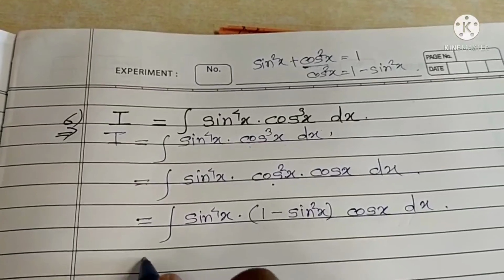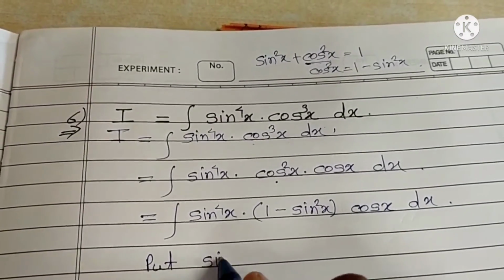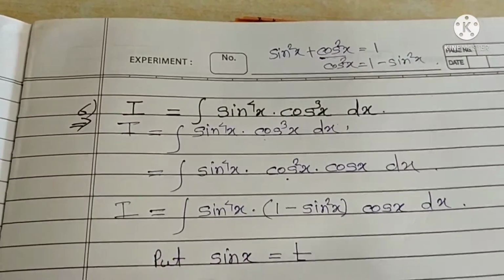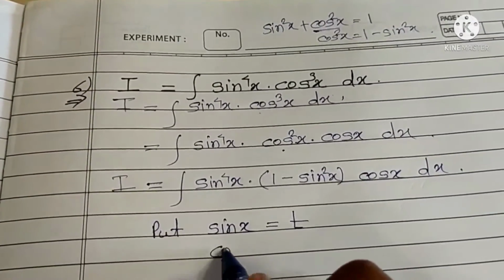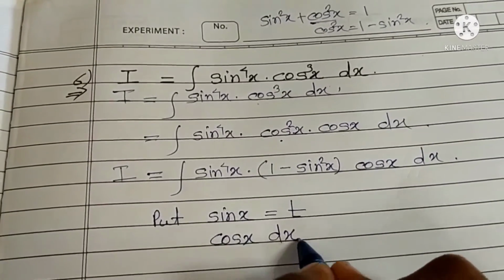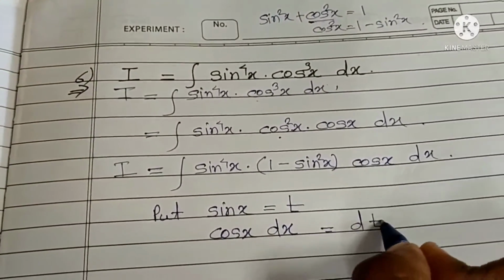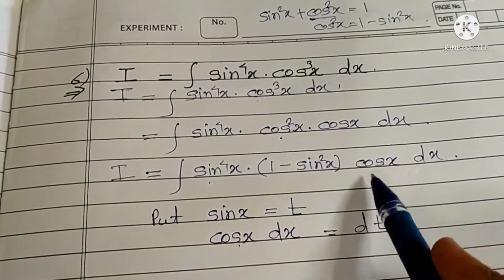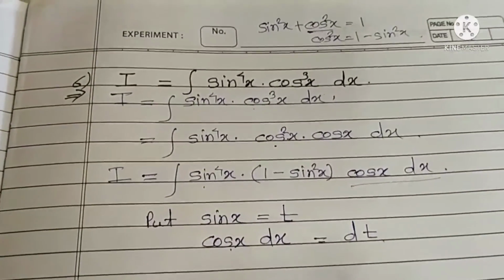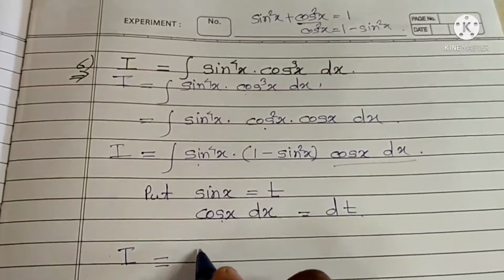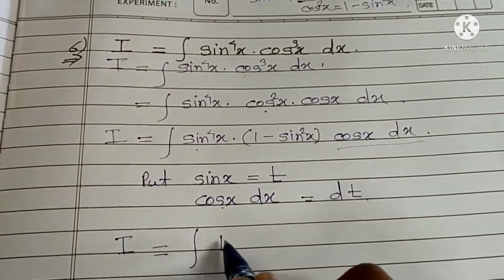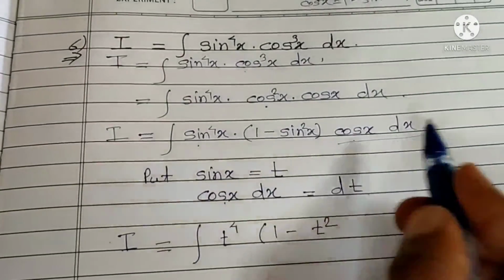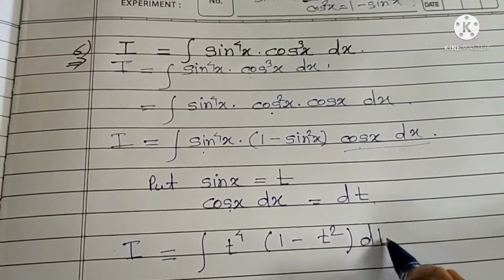Put sin x equal to t. Now differentiate. So the differentiation of sin x is cos x, differentiation of x is dx, and differentiation of t is dt. Now put the value of sin x as t and this cos x dx is over dt. So here we get I is equal to integration of t raised to 4 into (1 minus t square) and the value of cos x dx is dt.